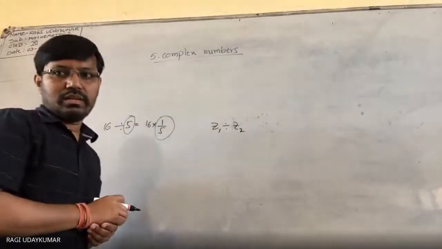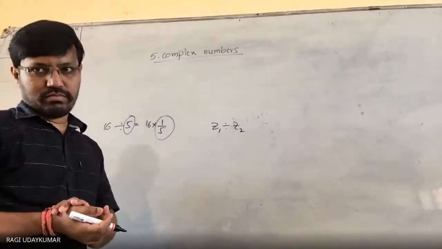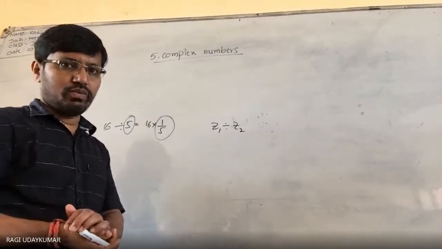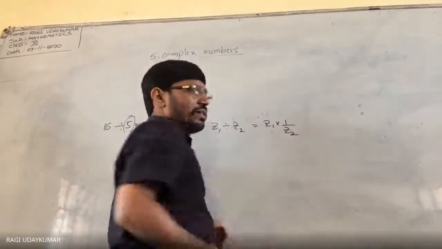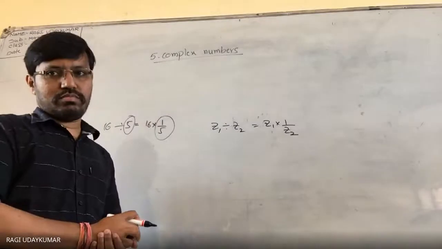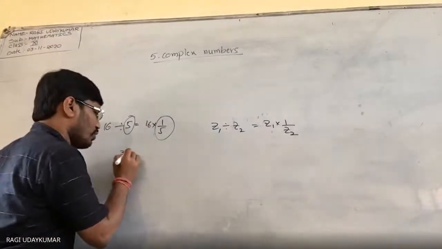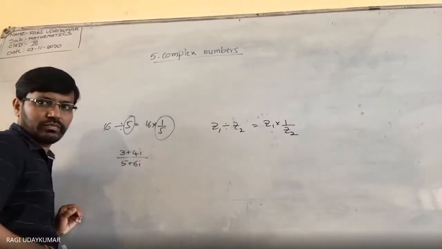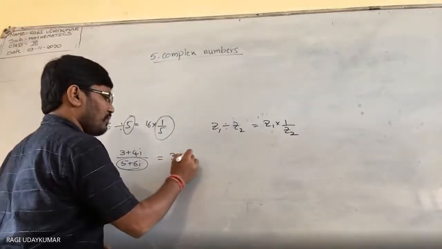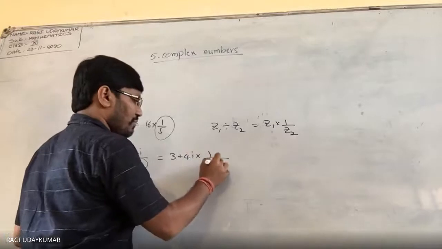In the same way, z1 is a complex number and z2 is another complex number. If you want to divide z1 with z2, that is nothing but z1 multiplied with the multiplicative inverse of z2. So if I ask you to divide 3 plus 4i with 5 plus 6i, we write 3 plus 4i into 1 by 5 plus 6i.